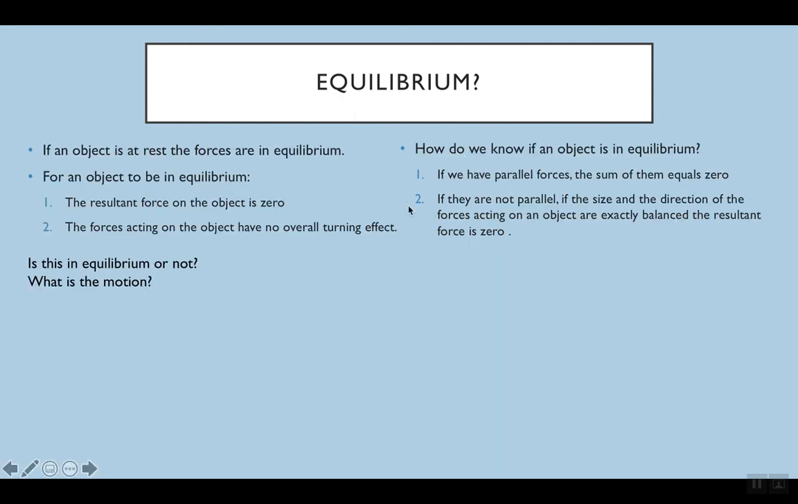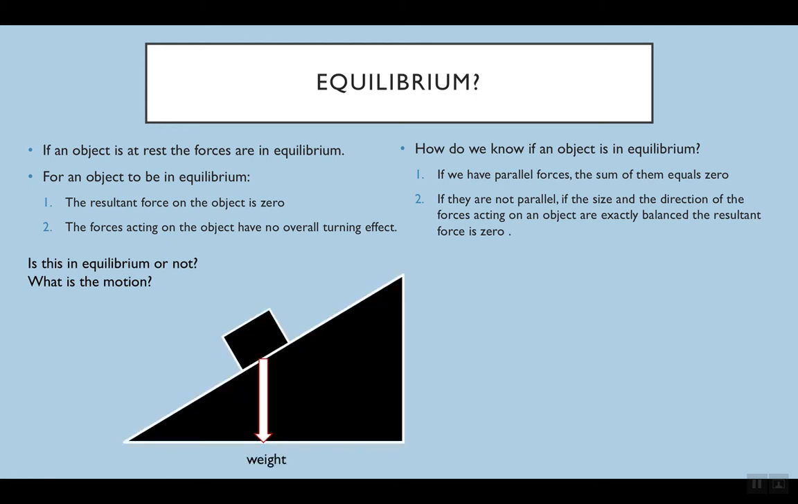So taking these things that we've just said, I want you to think about whether this object is in equilibrium or not, and then if it's not, what is the motion? Or even if it is, what is the motion? So we've got another object on a slope here.